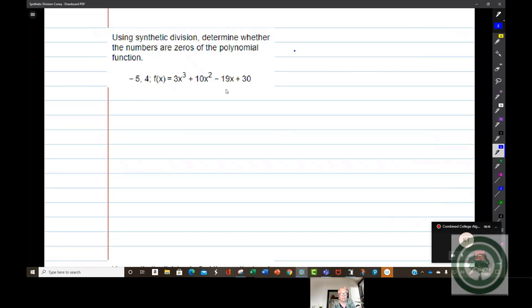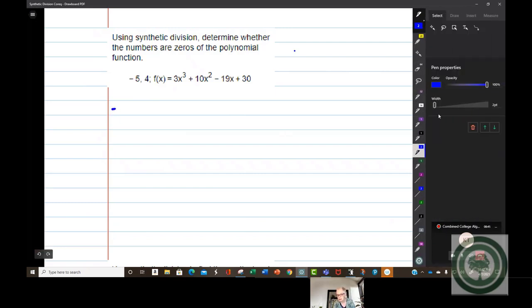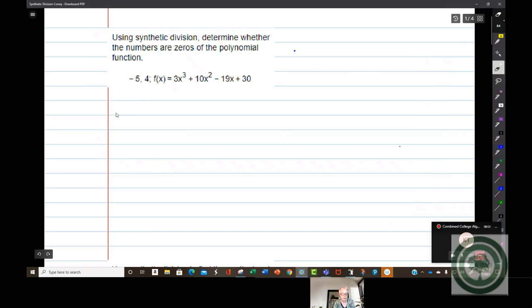So here's how you do it. We're told what numbers we're checking. Well, let's take -5 and try that first. Okay, let's take -5. What I'm going to do is put it in what I call a backwards L. And then I'm going to write down the coefficients of this function. So I'll write down a 3 and a 10 and a negative 19 and a 30. And the last time we did this, we were working with matrices, but this is not a matrix, so don't let that stress you.